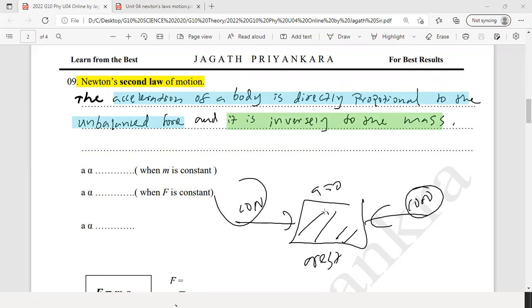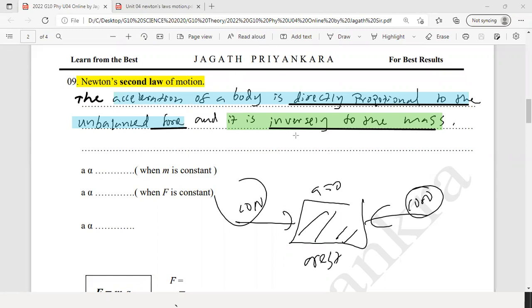Second fact. If you can copy this in your writing book separately, the two main facts of Newton's second law. Directly proportional to the force, inversely proportional to the mass. How to write this mathematically? What is the mathematical expression for this?